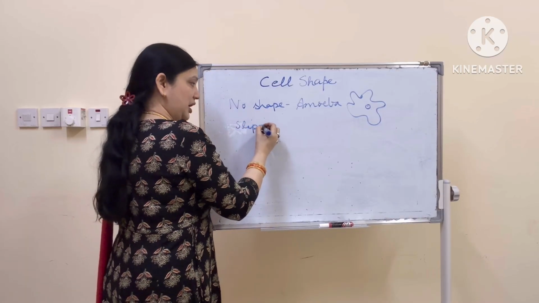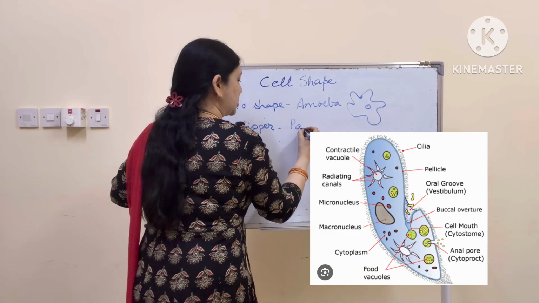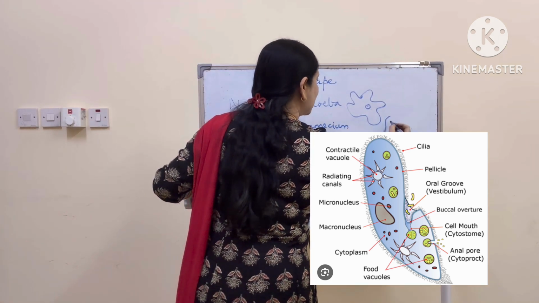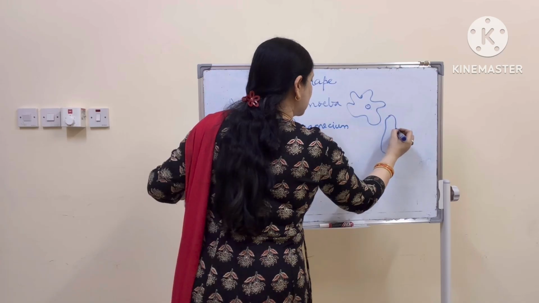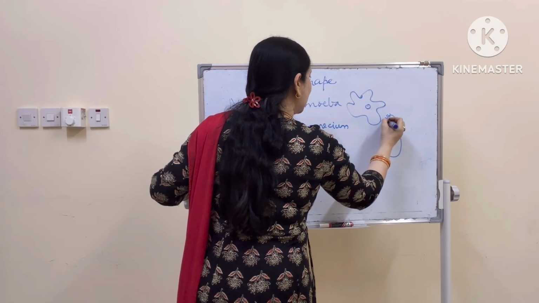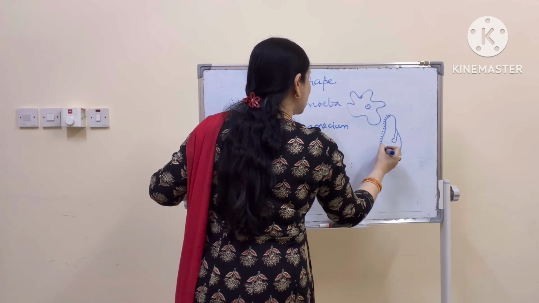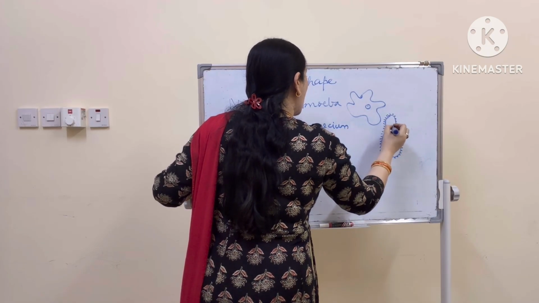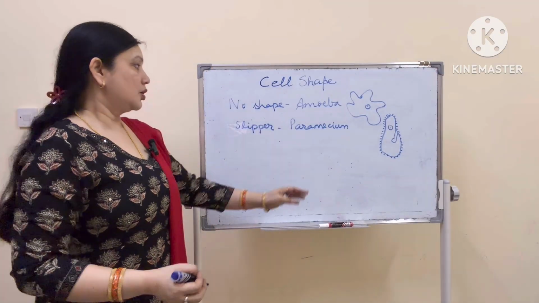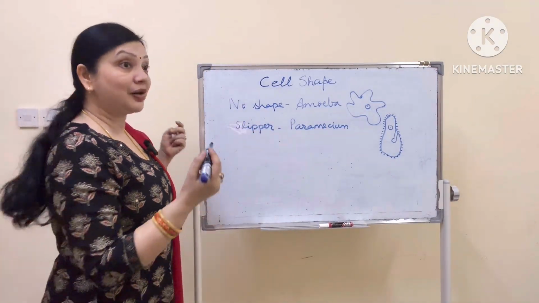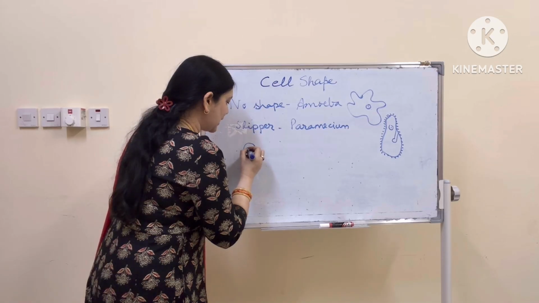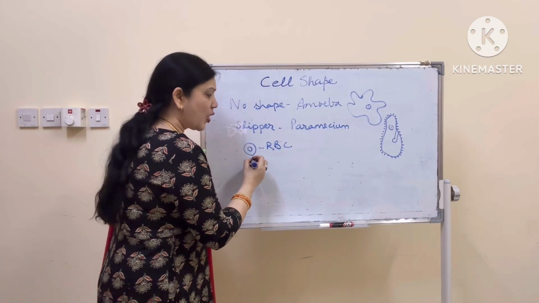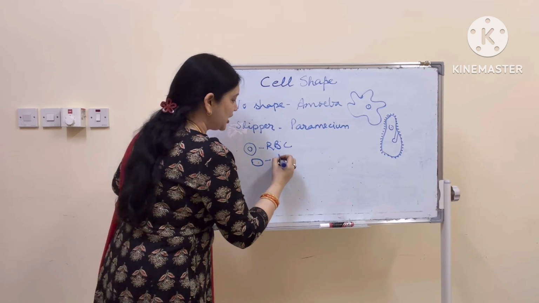There can be slipper-shaped cells like paramecium. Paramecium is a slipper-shaped organism. If you have ever seen the structure of paramecium, it is something like this with some tiny hair-like structures all around it. This organism also exists independently and has all the organelles also. So it can be slipper shaped. In our body we have spherical cells like RBCs or somewhat cuboidal cells like cheek cells.